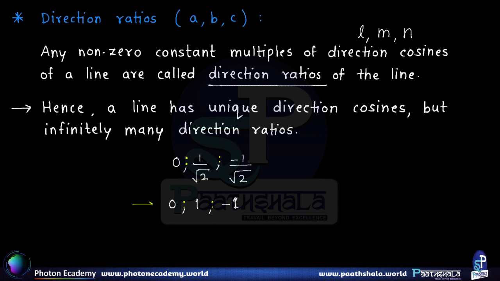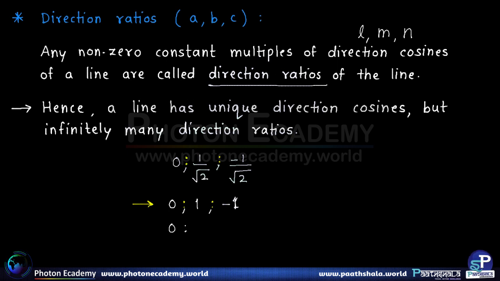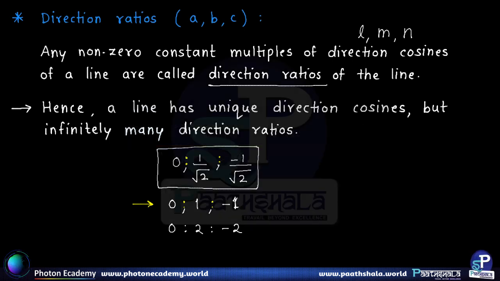Now we can multiply this last set once again by some constant non-zero factor, say 2. Then that turns out to be the same as 0 : 2 : minus 2, isn't it? Therefore, in this way we can see that there will be countless such sets of direction ratios for a given line, but the direction cosines represent a unique triplet of these three numbers. That is the important point to keep in mind.